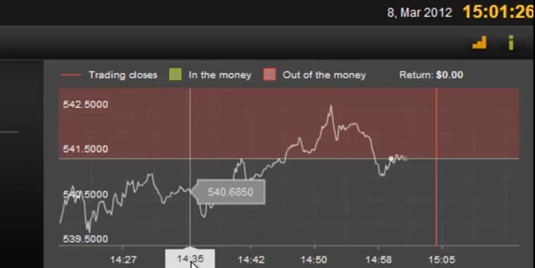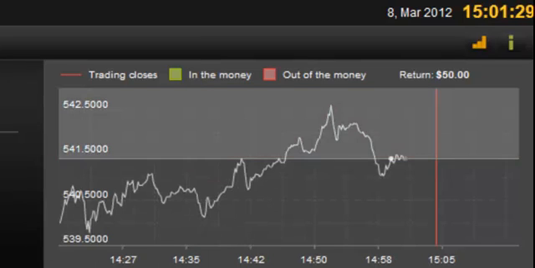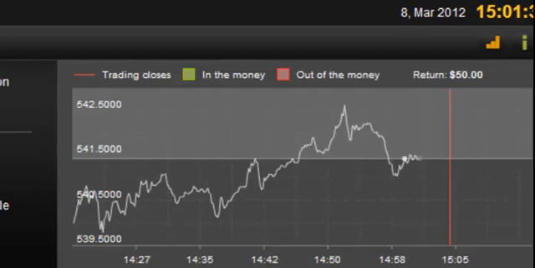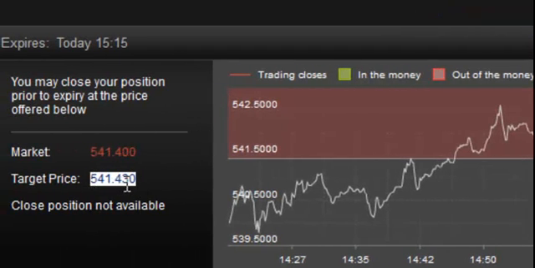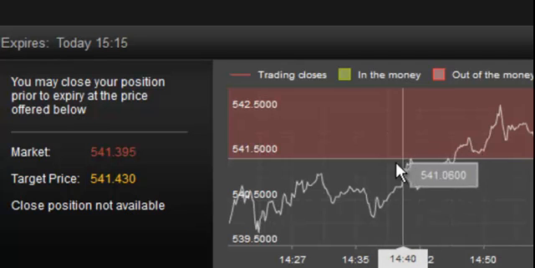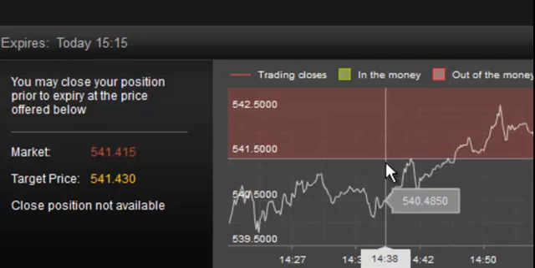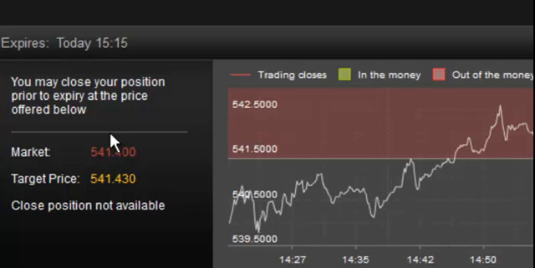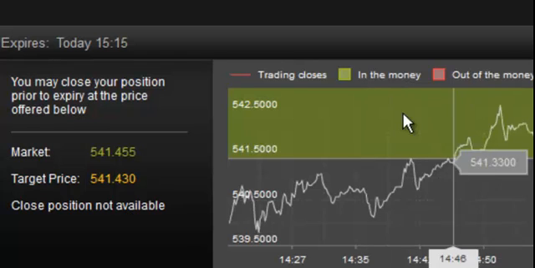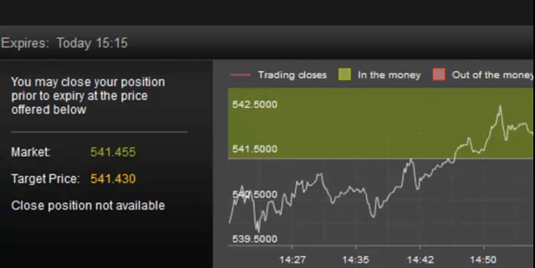A call option is when your target price is a certain price, like 541.43. Now when it falls below that, like right now, it's 541.385 or 390, it's below our price. So right now, the option is working against us. That's understood. Now when the price goes above 541.43 like it just did, you see this green area, it means we're in the money.